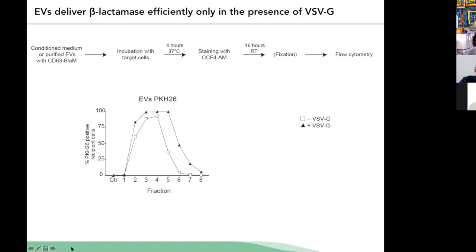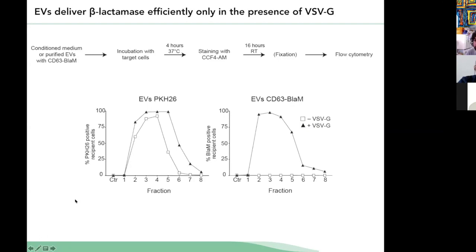But looking at the fusion, again, surprisingly, we could see that our EVs were not fusing at all, if not with VSVG. So with VSVG, there was really a lot of fusion, but without VSVG, it was not working. So meaning that somehow those EVs that are PKH26 positive, but without VSVG, they're somehow binding or they can be internalized, but the content of these EVs is not released, is not reaching the cytoplasm. Okay, so that's really important, I think. And we were unable to find this kind of proof, if not with our fusion assay. Okay, so we were really happy to find it.